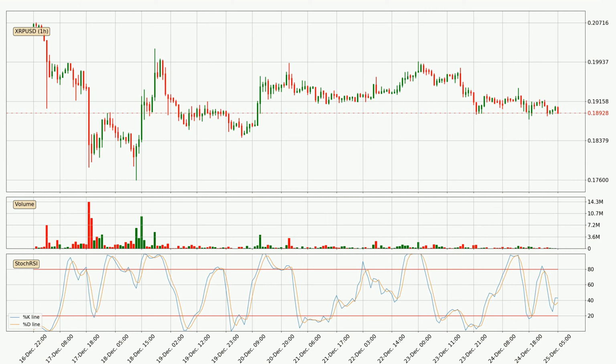If we now look at the current hourly stochastic RSI, it currently shows no overbought or oversold conditions, but the %K line is over the %D line, which means the current trend is to the upside.